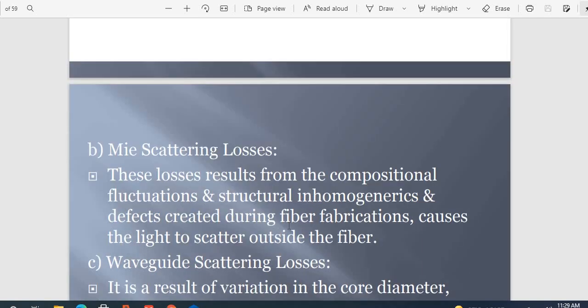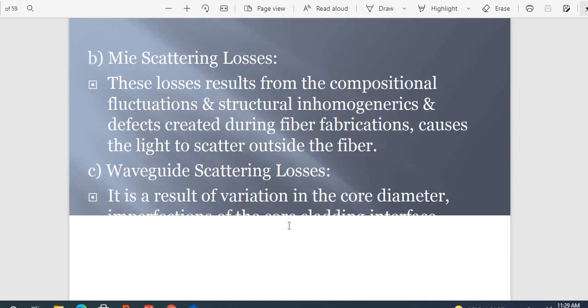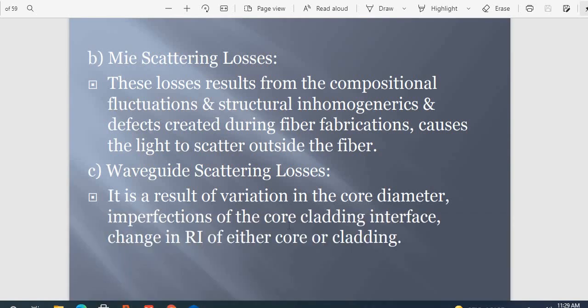The second part of scattering loss is what? Mie scattering losses. What is Mie scattering loss, students? These losses result from compositional fluctuation and structural inhomogeneities and defects created during fiber fabrication, which cause the light to scatter outside the fiber. So this is completely about the outside, not the inside of the fiber. These losses result from the compositional fluctuation. What is the meaning of that?